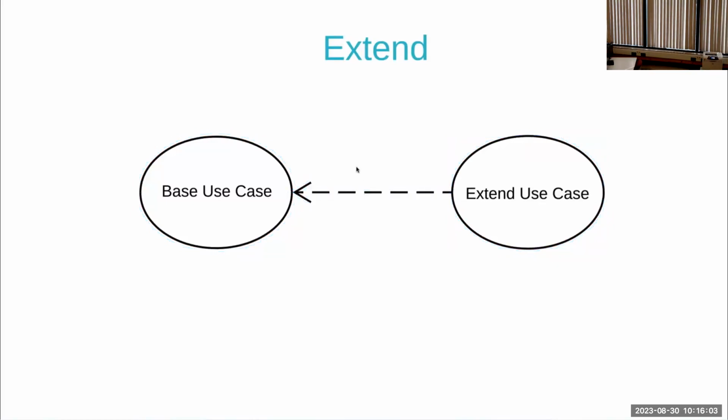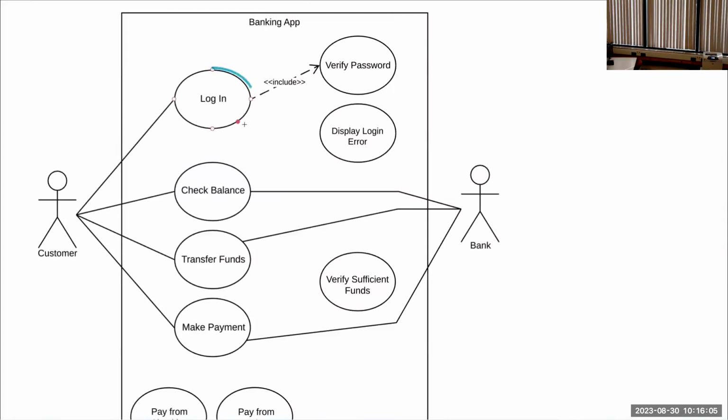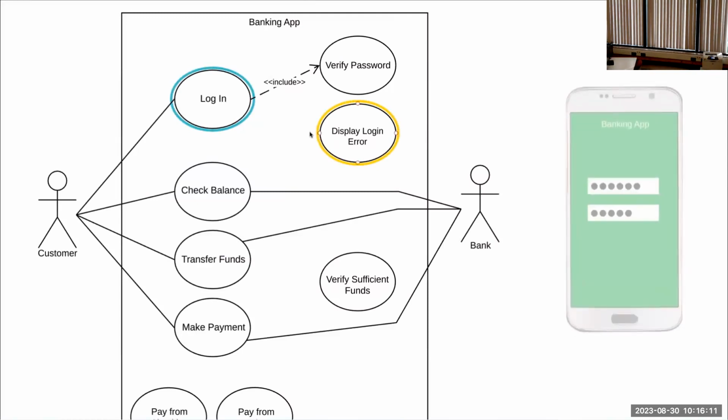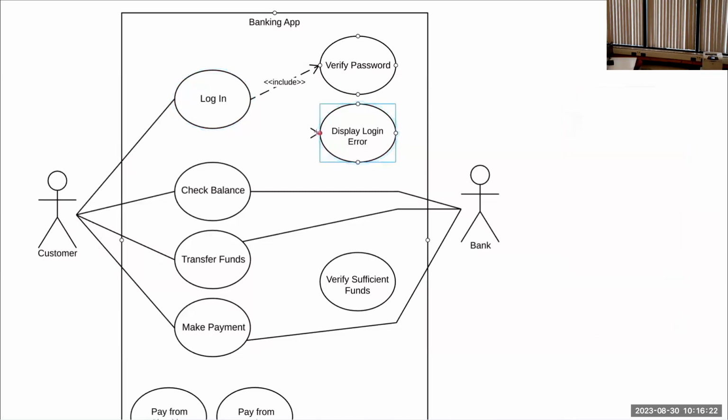In our example, login is a base use case, and display login error is an extended use case. Our banking app won't display a login error message every time a customer logs in. This will only happen once in a while when a customer accidentally enters an incorrect password. Since this is an extend relationship, we draw a dashed line with an arrow that points to the base use case and write extend between double chevrons.